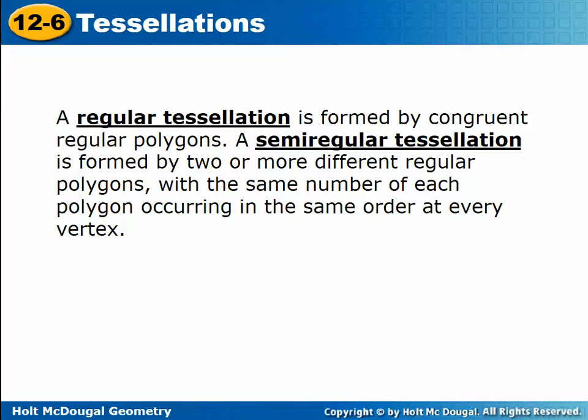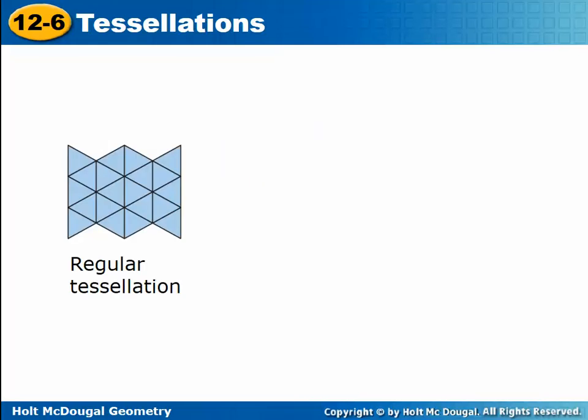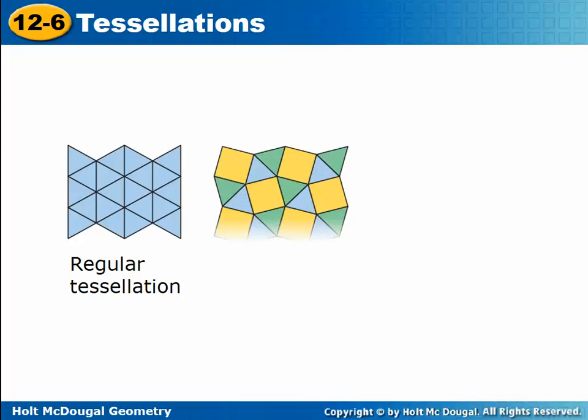All right, then you need to know that a regular tessellation is formed only by congruent regular polygons. A semi-regular tessellation is formed by two or more different regular polygons. You can have a tessellation that's neither of these, but these are special ones. So here's an example of a regular tessellation. This is made only with equilateral triangles. That's a regular tessellation. This is an example of a semi-regular. It was made with equilateral triangles and squares, both of which are regular polygons.